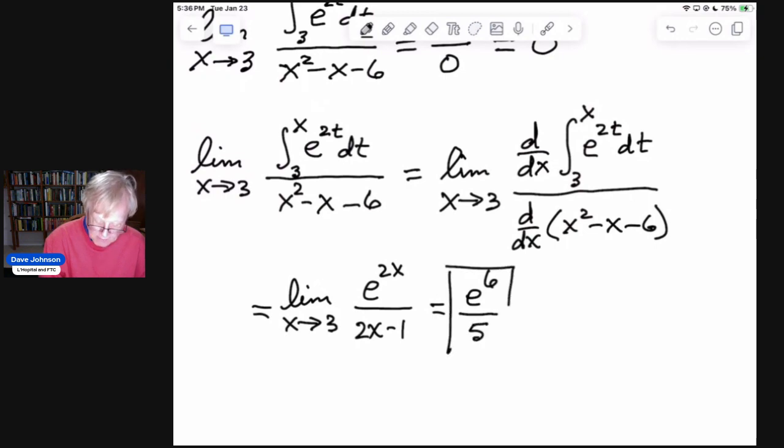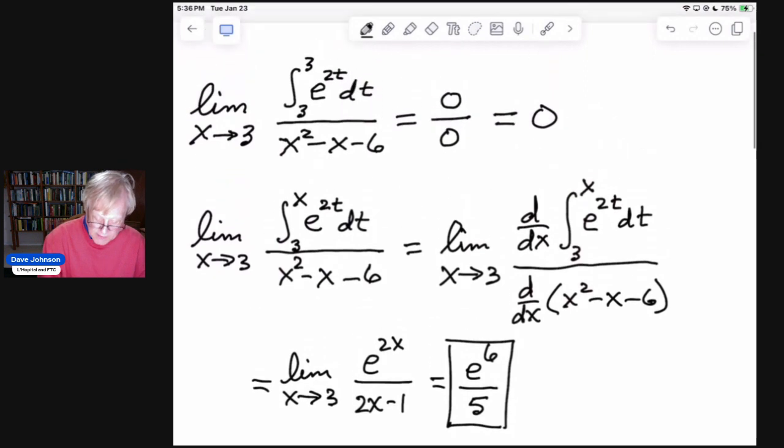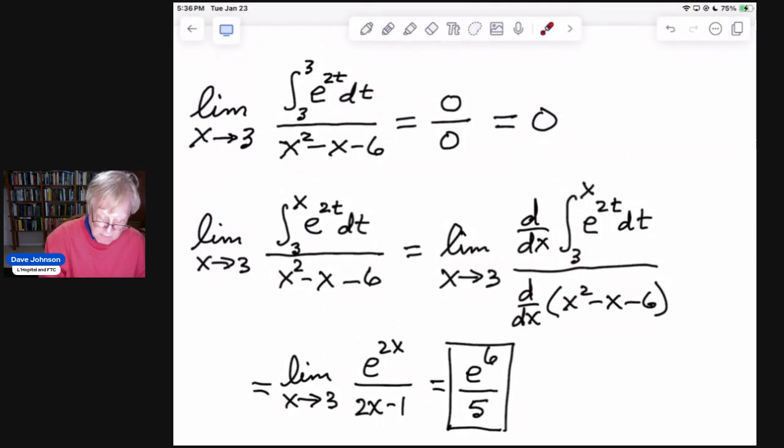And so that is the result. And notice these results are different. So this top problem, which was the first one, the problem that I was really addressing in the previous video, had a limit of 0, whereas this different problem has the limit e to the 6 divided by 5.